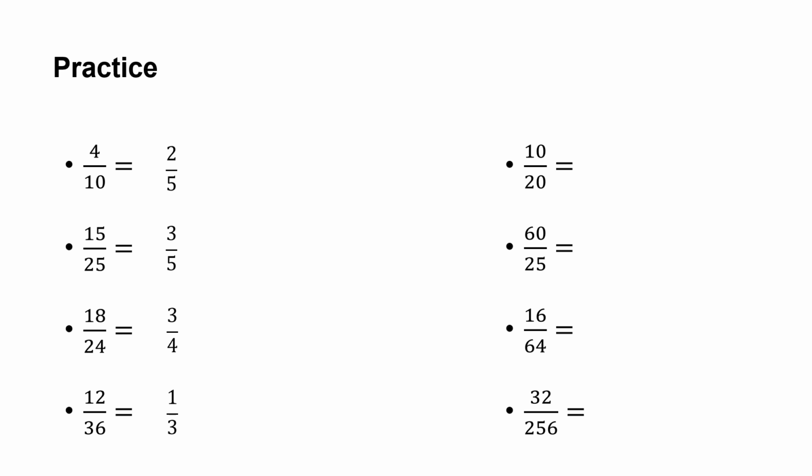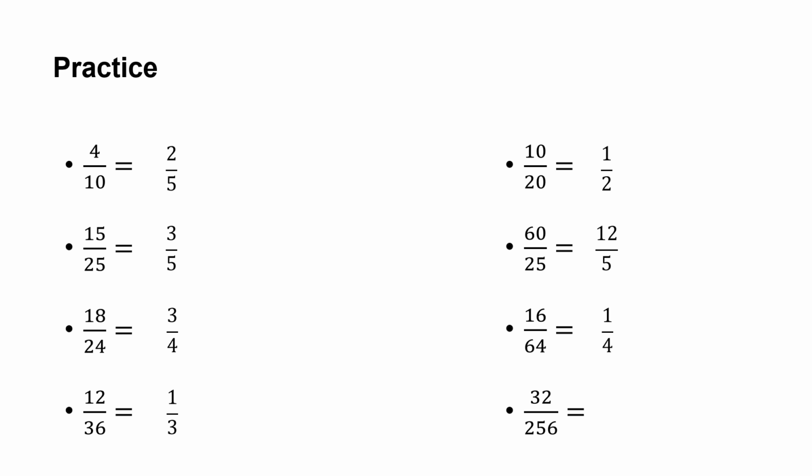Moving on to the other side, we have 10 over 20. So we can divide both of these by 10 to get a half. We have 60 over 25. In this case, we can divide top and bottom by 5, which will give us 12 over 5. We have 16 over 64. In both cases, we can divide by 16. This will give us 1 over 4.